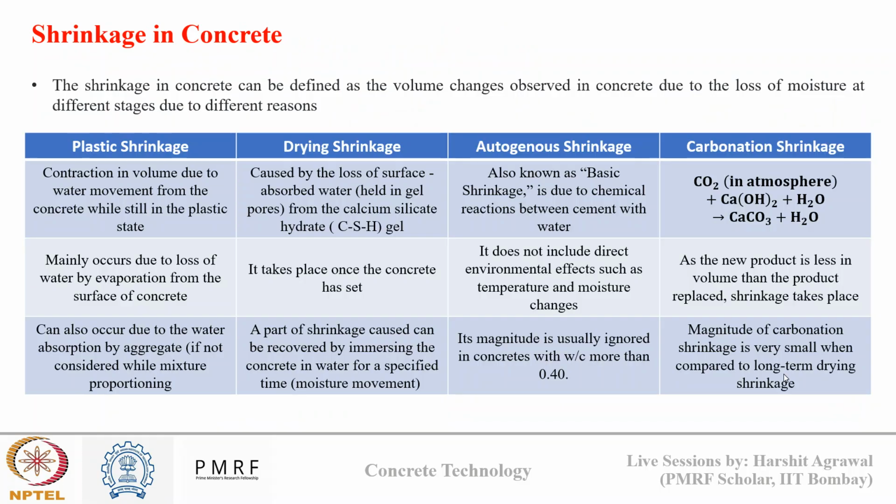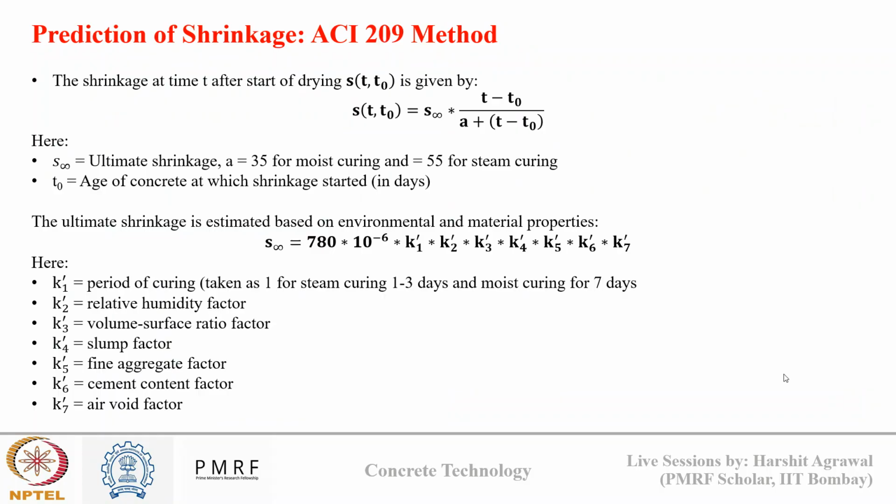After creep, we talked about shrinkage, where we first discussed different types of shrinkages, mainly plastic shrinkage, which occurs in the fresh state, drying shrinkage in the hardened state, autogenous or chemical shrinkage due to cement hydration, and carbonation shrinkage due to CO2 ingress. Similar to creep, using the ACI 209 method, we saw how shrinkage can be predicted based on the ultimate shrinkage coefficient, which takes into account the environmental and material properties.